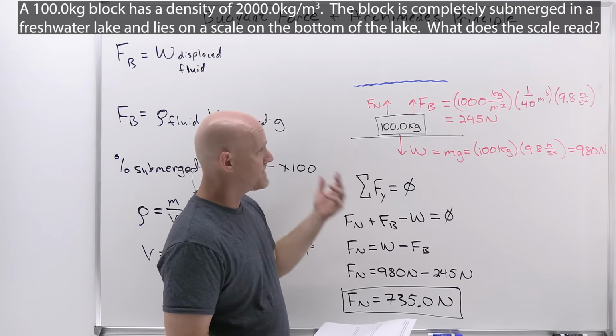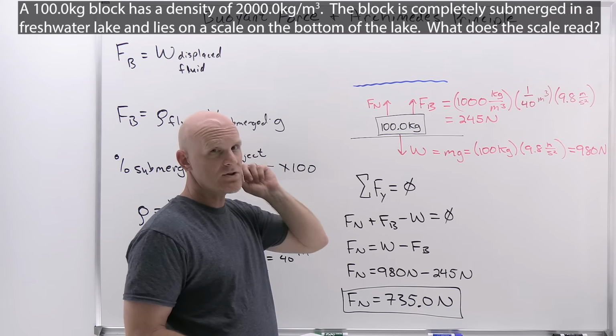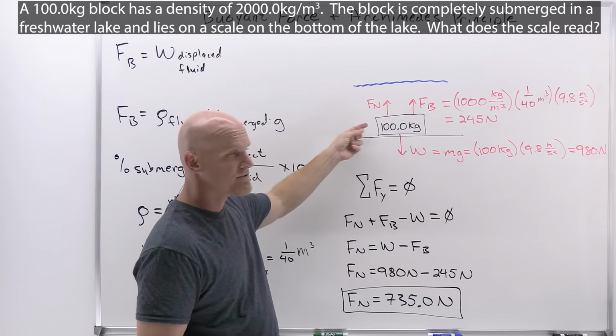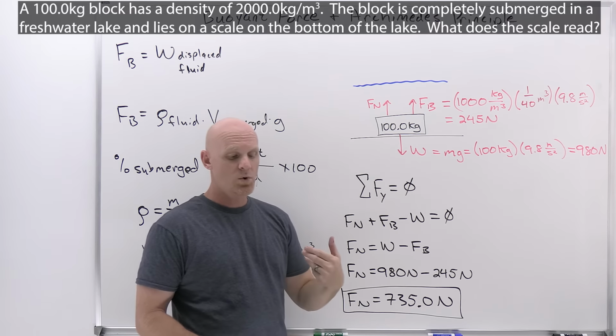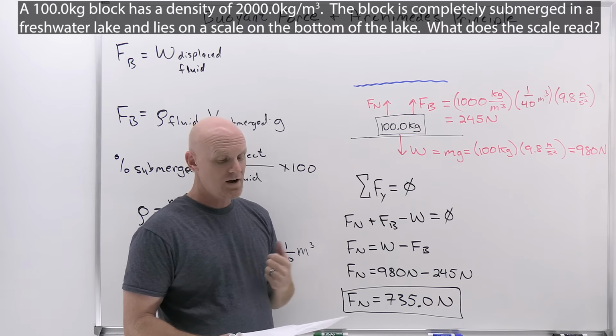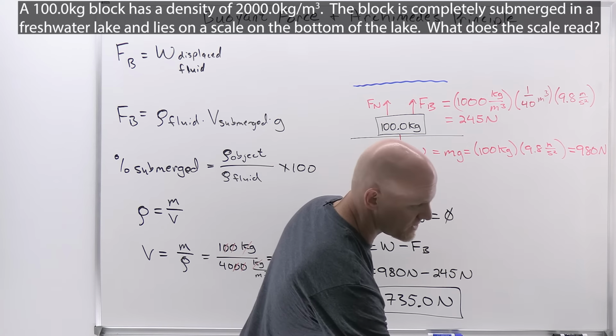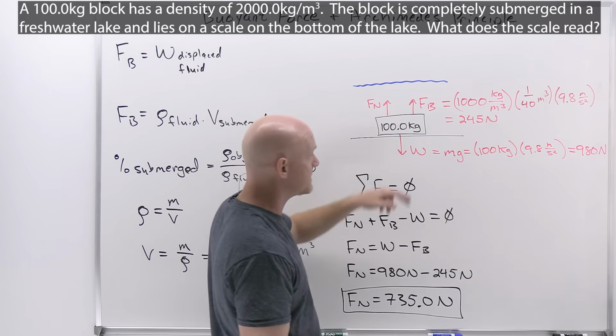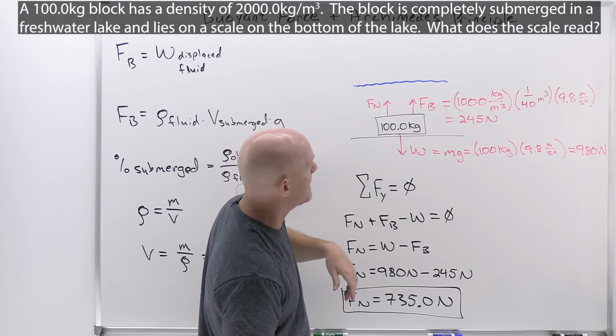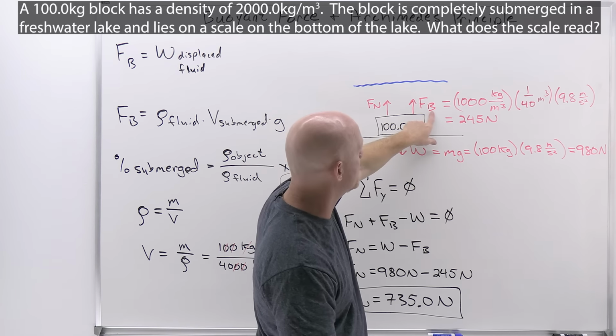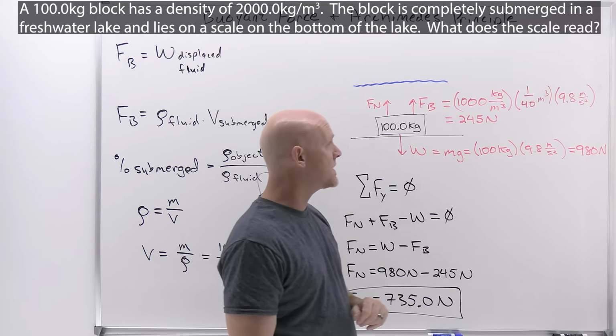All right, so a very similar question then. We're looking for the normal force. The only thing that's changed is that the density of this 100 kilogram block is no longer 4,000.0 kilograms per meter cubed, but 2,000.0 kilograms per meter cubed. So how's that going to change our calculation here? Well, it's definitely going to change the calculation of the buoyant force right here because the volume is going to be different.